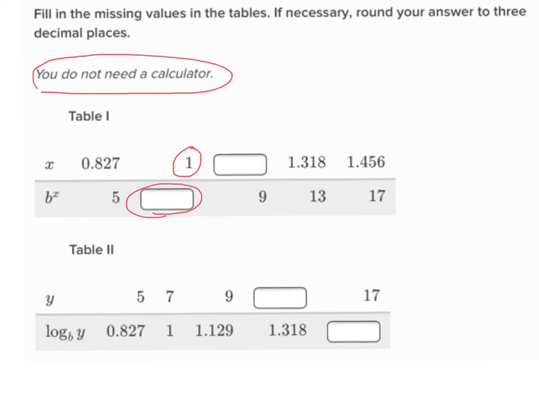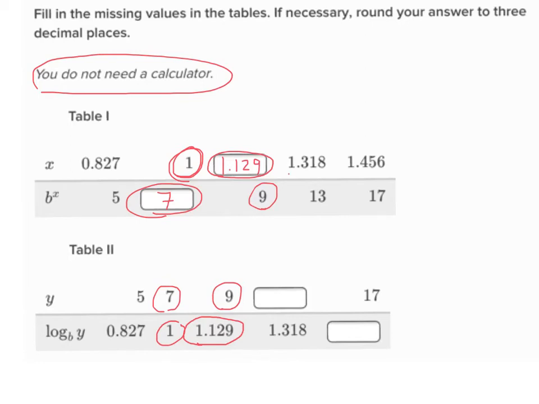Well, look right here. When the input's 7, they got out 1. When we put in 1 here, we get out 7. So 7's the answer for that blank. Okay? Here they want to know what input can I put in to get out 9. Well, if I put 1.129 in, I'll get out 9. So the answer here is 1.129. It's that simple. They're trying to get you to see it's an inverse.